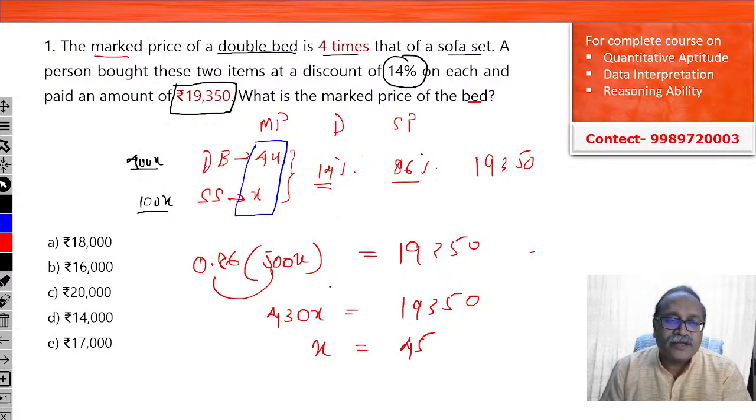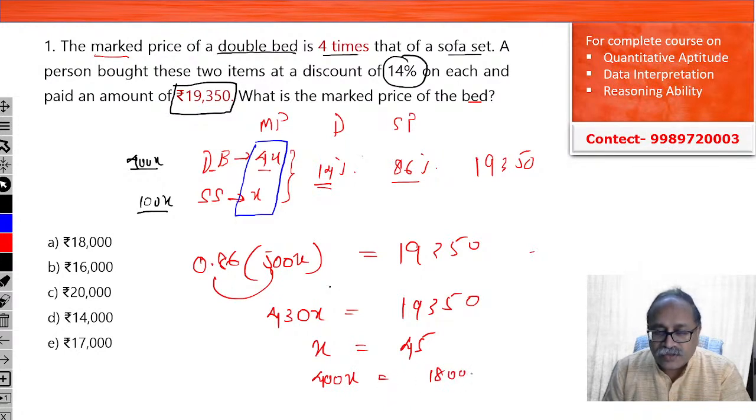So the mark price of the bed is 4x. So let's find out 400x. So 400x is nothing but 18,000.